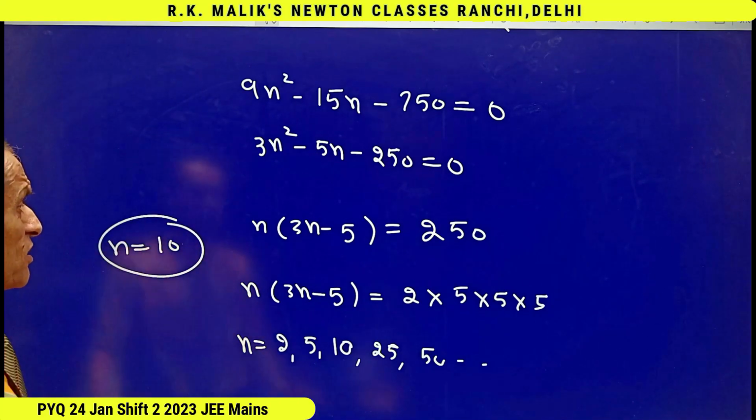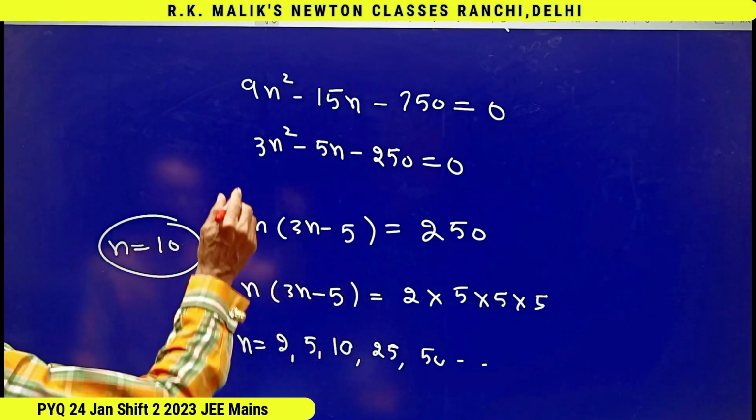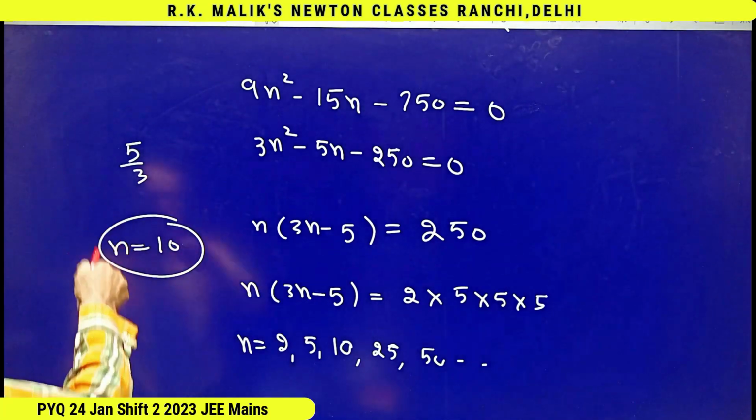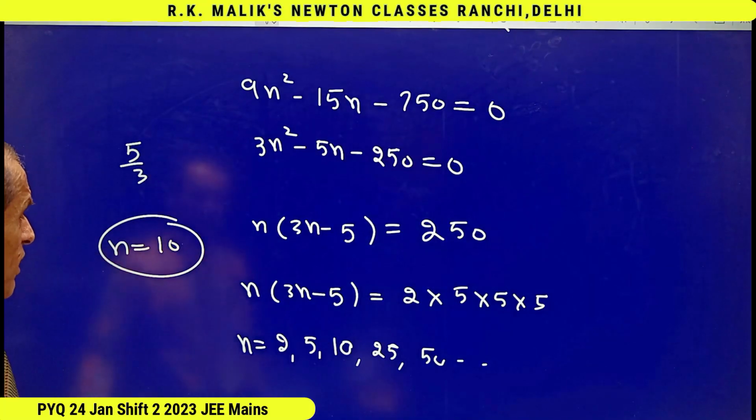10. Some of the students may be thinking that it is a quadratic equation, therefore there must be one more value of n also. You can see very easily the sum of the roots is 5 by 3, one root is 10, and the sum of the roots is 5 by 3. You can easily say that the other root will be 5 by 3 minus 10. That is useless because n is a natural number. Hence we have got the value of n as 10.